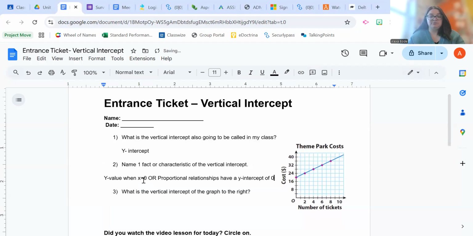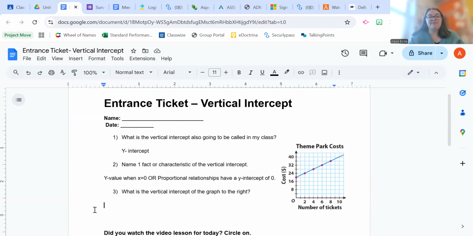of 0. So the y-intercept or the vertical intercept is the y value when x equals 0. Or you could have also said proportional relationships have a y-intercept of 0. All proportional relationships have a y-intercept of 0. That is part of what makes them proportional.